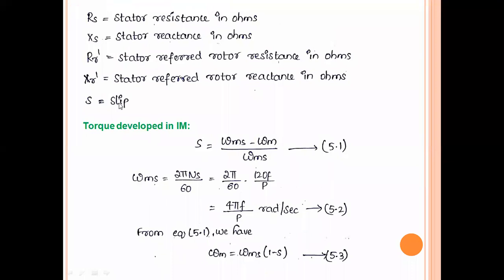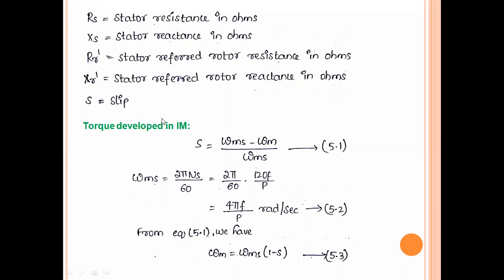And now let's see the derivation of the torque in terms of speed and input voltage or stator voltage, because we need to plot the speed torque characteristics. So for plotting the speed torque characteristics, we need to derive the torque expression of the induction motor. The torque developed in the induction motor, this expression or this equation is very much important.